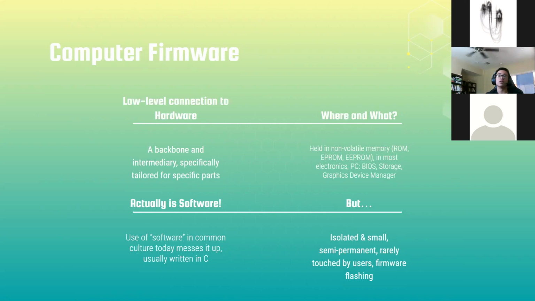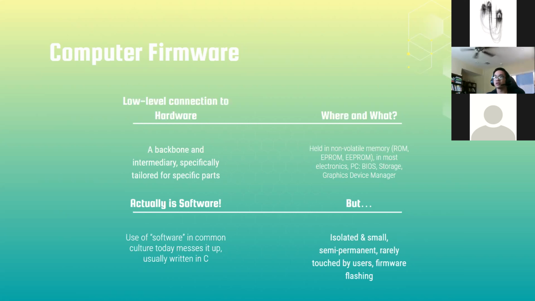This firmware is literally everywhere in most of your electronics. If it's a phone or a computer, even something like your dryer, washing machine, or dishwasher usually has firmware in it, and it allows communication with the hardware. On your PC, a common example is BIOS. BIOS is written on your computer so that when you're booting up, it's able to run an operating system.